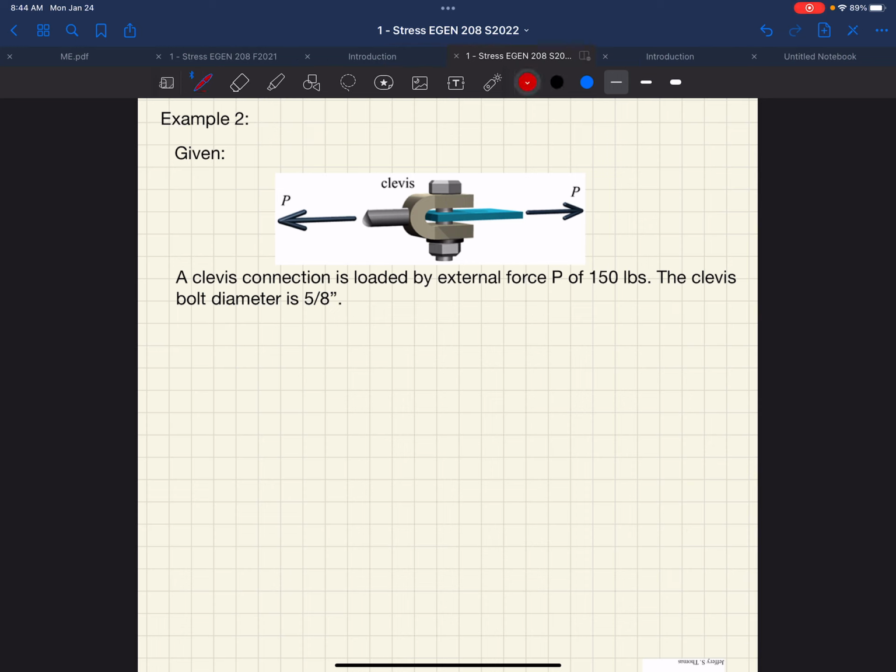Based on this, they want us to find, you might guess this, right? The shear stress in our bolt.